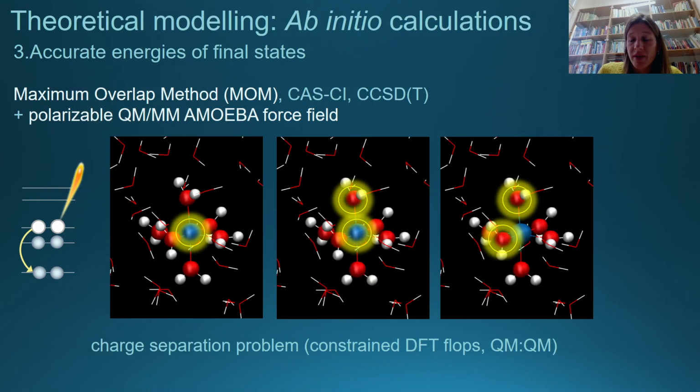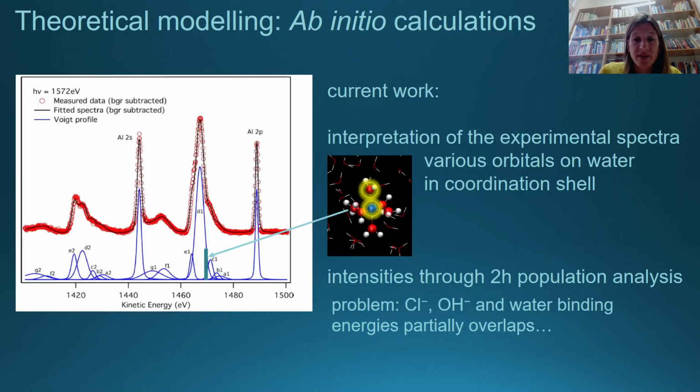This problem is very difficult to handle theoretically because standard quantum chemical methods converge to the lowest energy solution. However, by combining the maximum overlap method with the polarizable AMOEBA force field, we are able to access the accurate energetics even of these states. So at the moment, I am trying to interpret the measured spectra of the final states and also of the initial states.